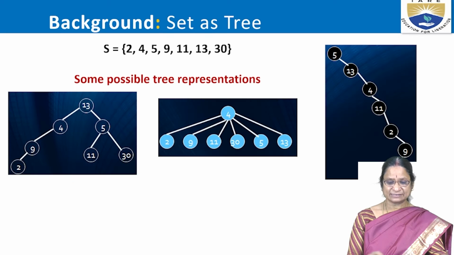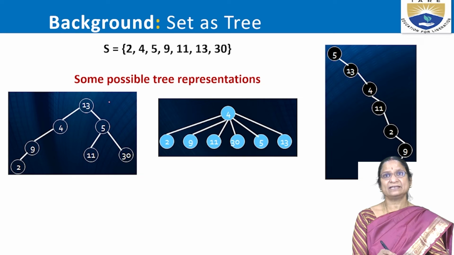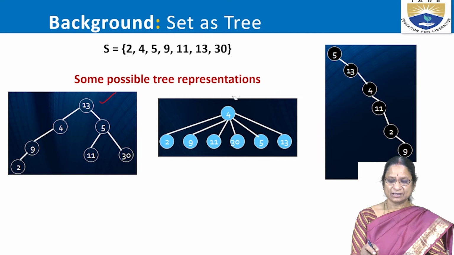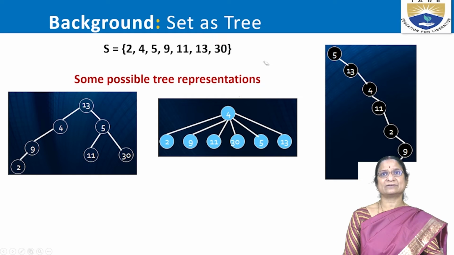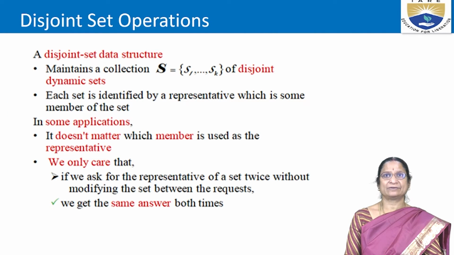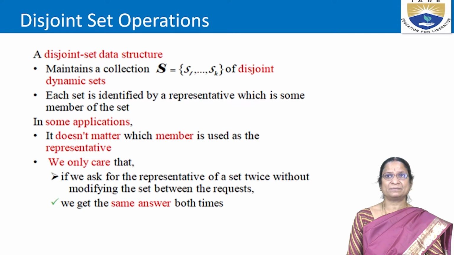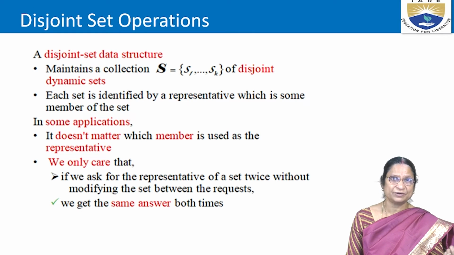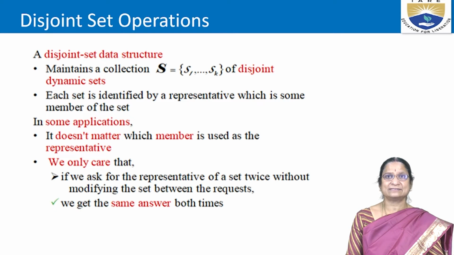So for example, considering the previous example, if we are representing this disjoint set in the form of a tree, it can be represented with 13. The name of this tree is 13. This is 4. This is 5. That means we can use any of these numbers. But when we are representing it in the form of a tree, generally the root is the name of that particular set. So each set is identified by a representative, which is some member of the set in general. But most of the time, if it is represented in the form of a tree, the root value will be considered as the name of the set.